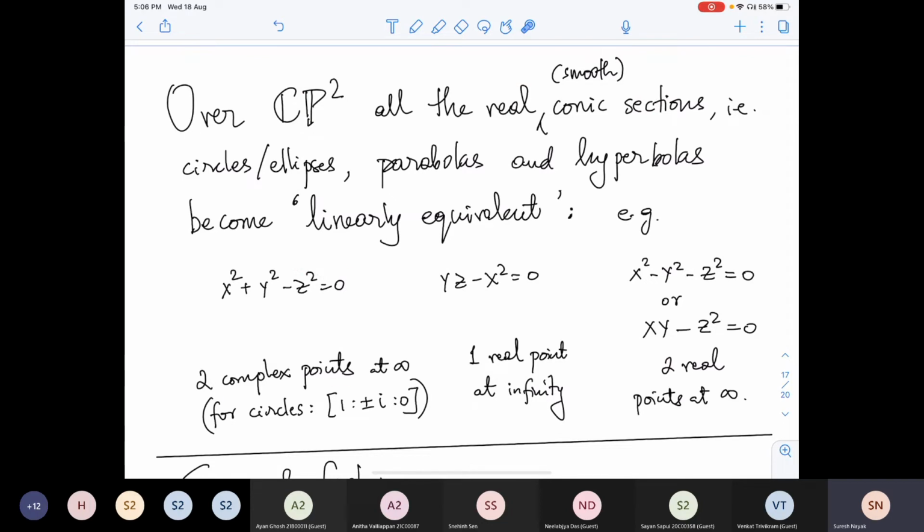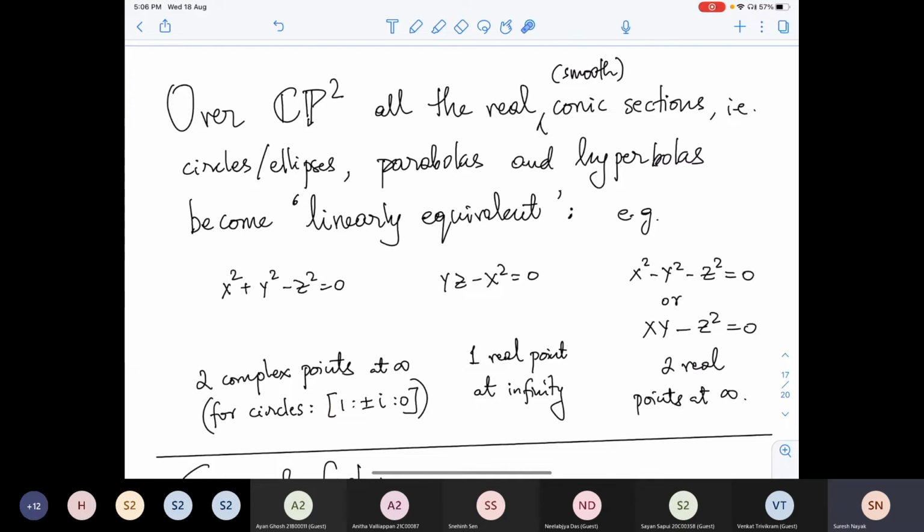Circles, or ellipses, have 2 complex points at infinity. For circles, it's exactly these 2 points at infinity. But these are complex, they are not real. A parabola defined over real numbers will always have 1 real point at infinity. And that's why it is different from a circle.